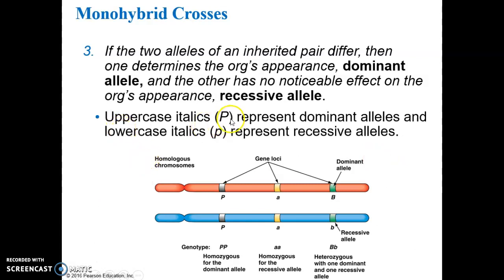So we use capital or lowercase letters written in italic form to represent the dominant and recessive alleles. So notice there's a capital B here and a lowercase b here. So we use capital letters for the dominant allele and lowercase for the recessive allele. And notice it's the same letter, capital B, lowercase b. All right?